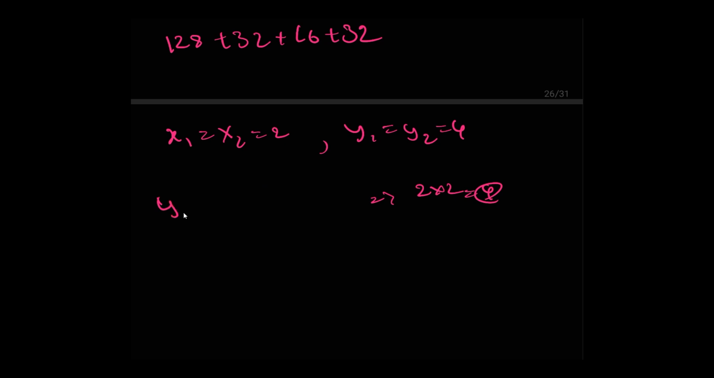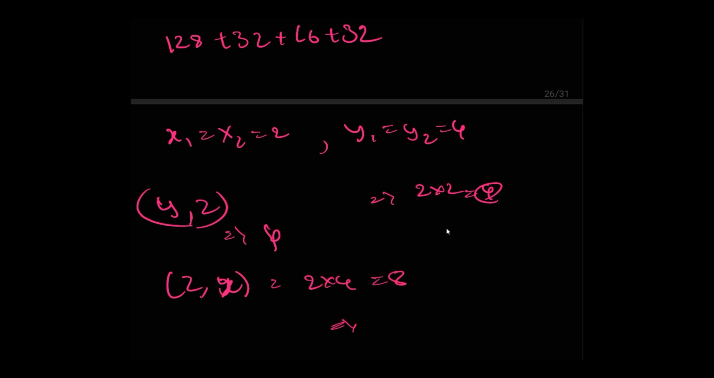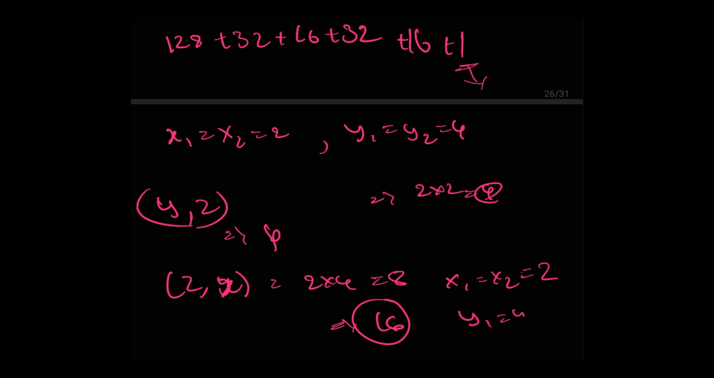For the y pair and z pair, we will get again four values, and for the z, x pair we will get again 2 into 4, 8 values. That means 8 plus 4 plus 4, 16, plus 16, plus 1, where this one comes from all three: x1 equals x2 equals 2, y1 equals y2 equals 4, and z1 equals z2 equals 2. This will be one pair.